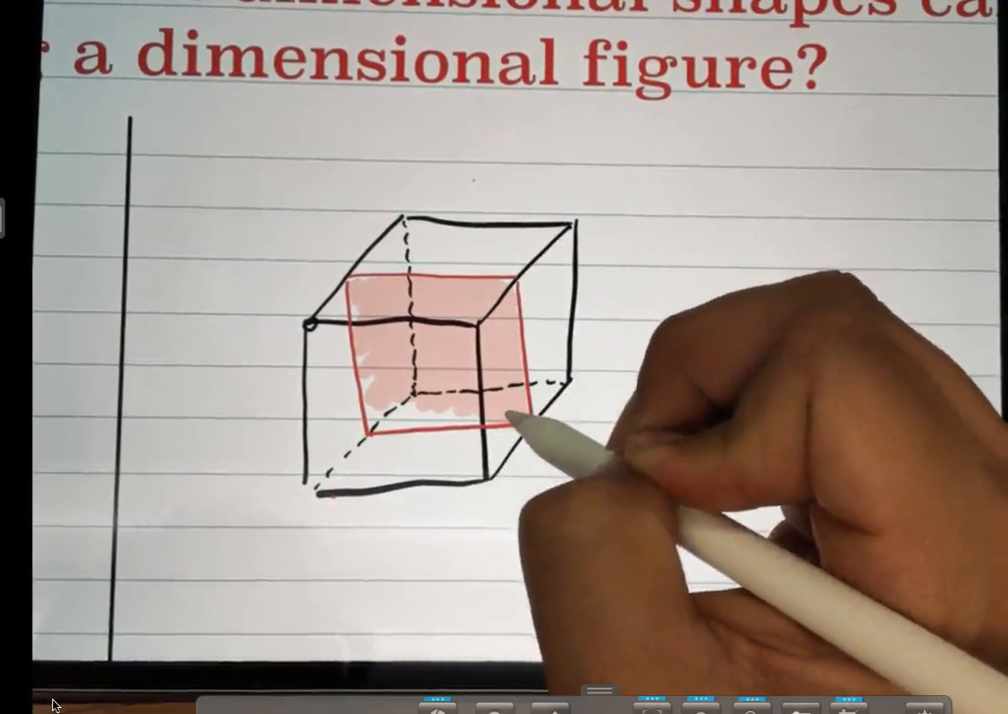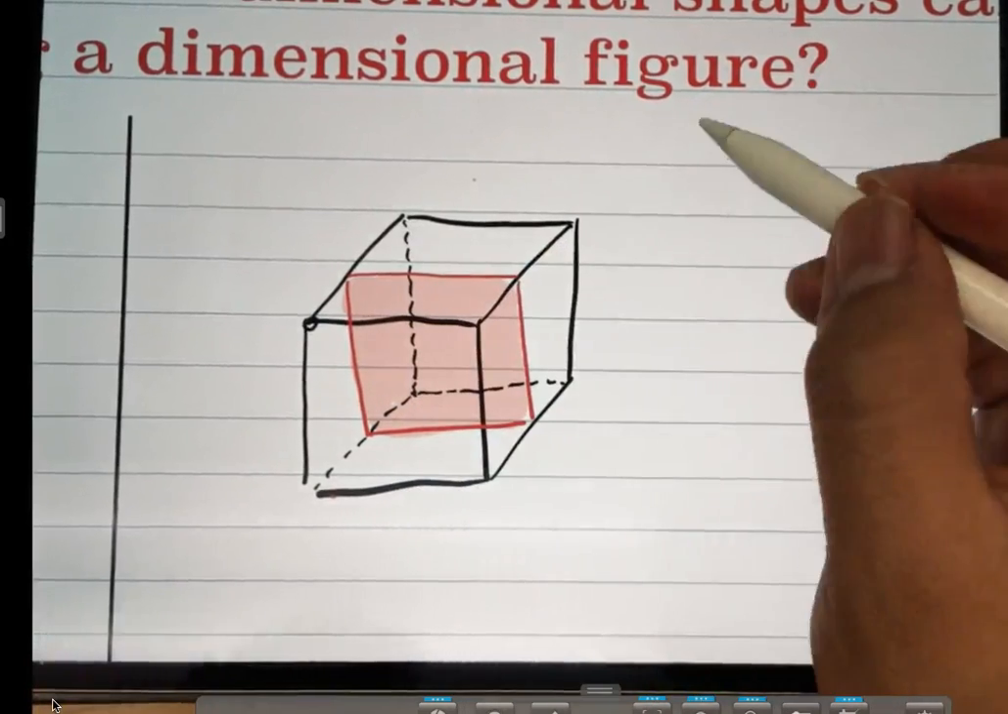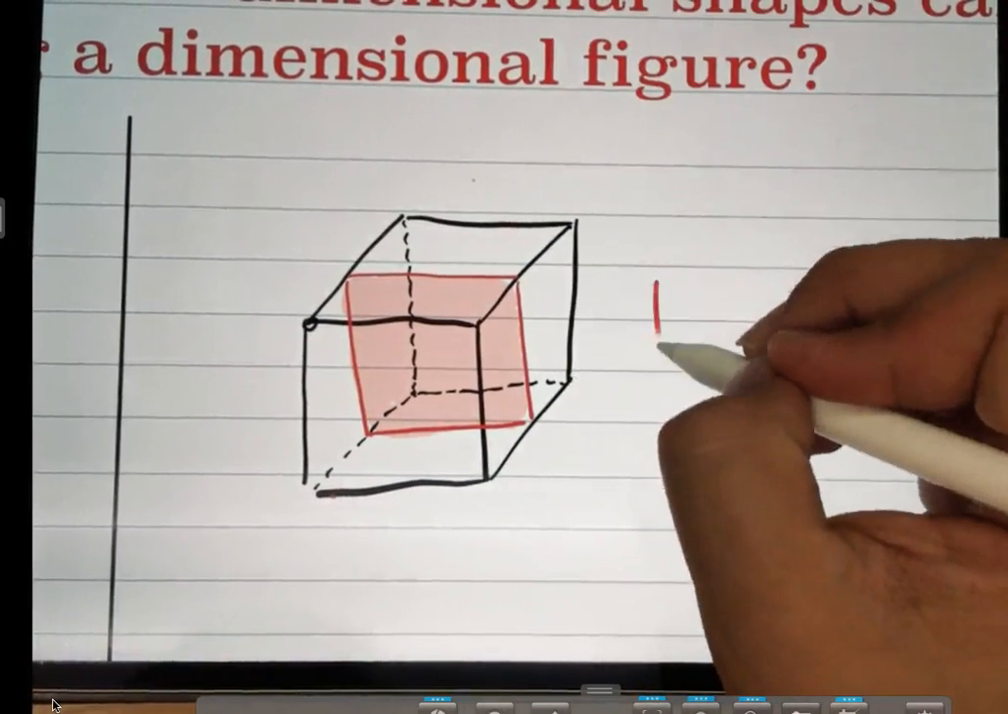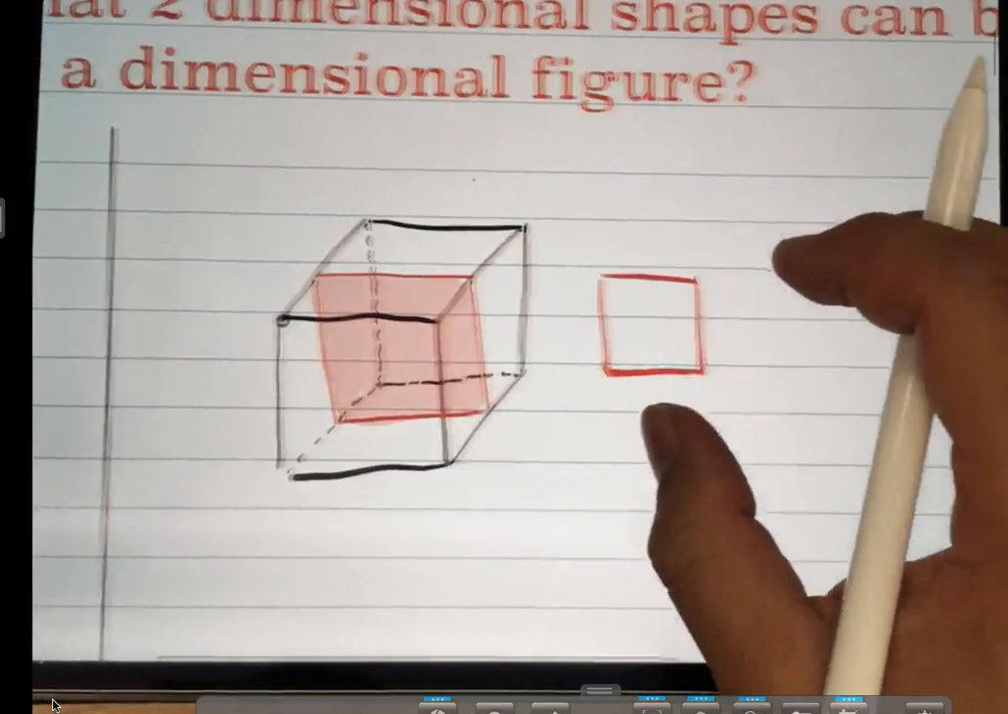So if I cut it right across the center, no diagonals, just nice and parallel to the base, my answer will look like this. I have a square. That's my cross section. That's all we're doing today.